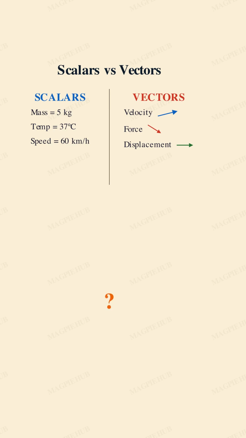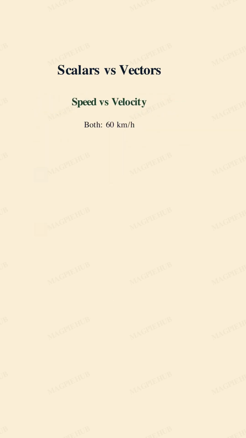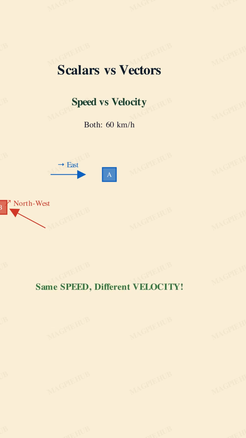Wait, so speed is a scalar, but velocity is a vector? What's the difference exactly? Great question. Speed tells you how fast, just a number, say 60 km per hour. Velocity tells you how fast and in which direction, 60 km per hour towards north. That direction component is what makes it a vector. Watch, same speed, but different velocity vectors.